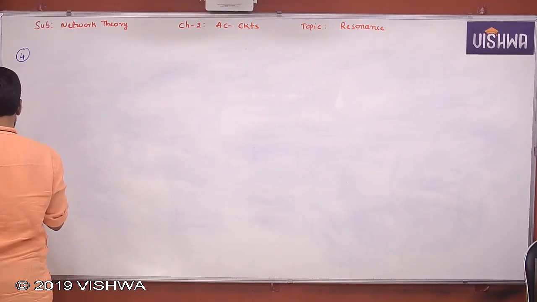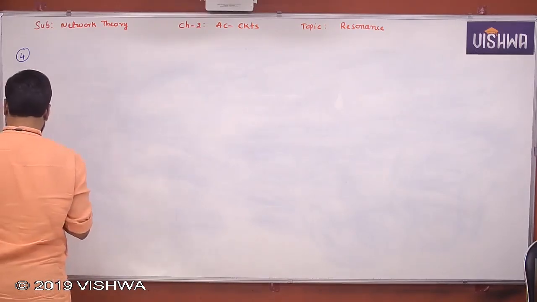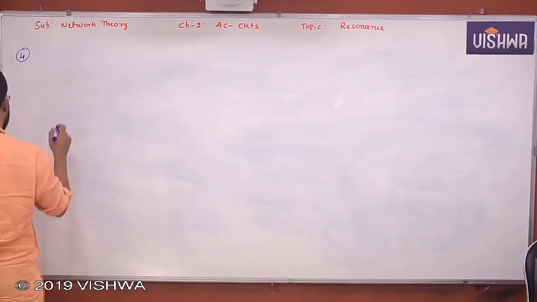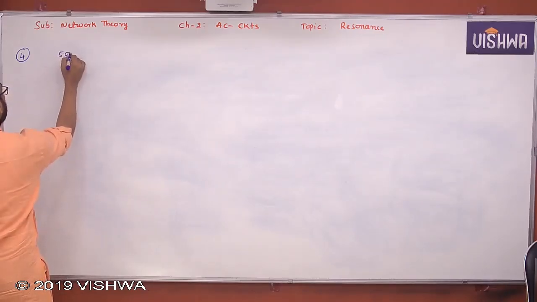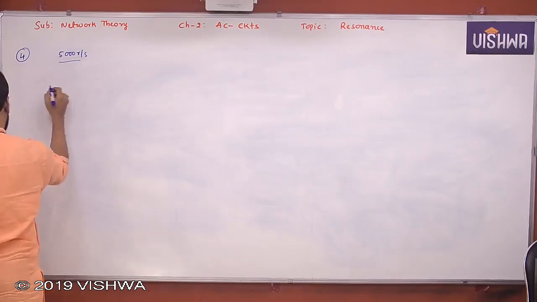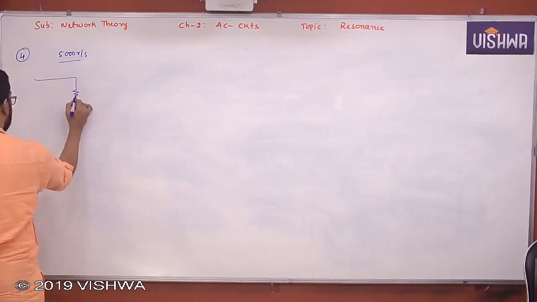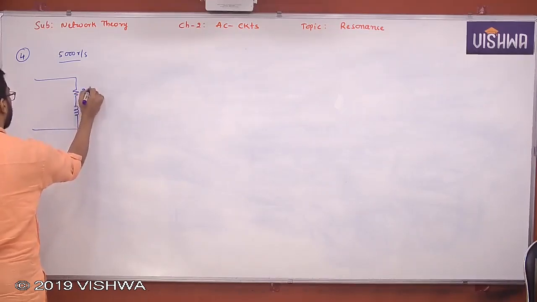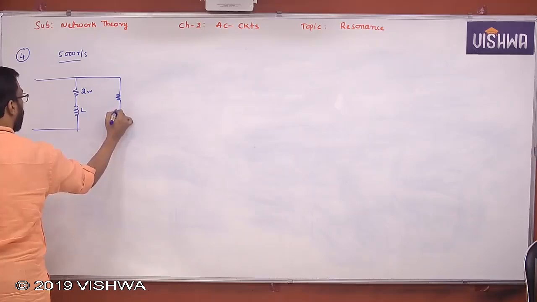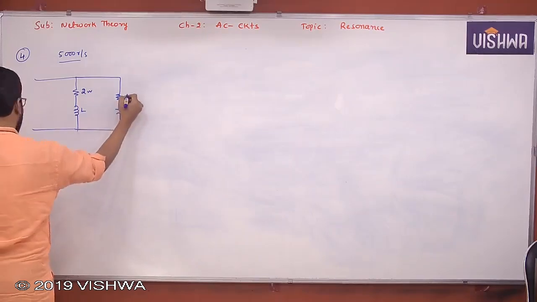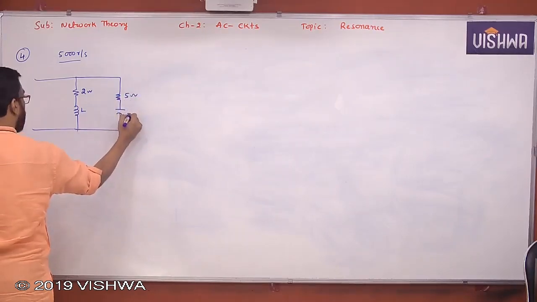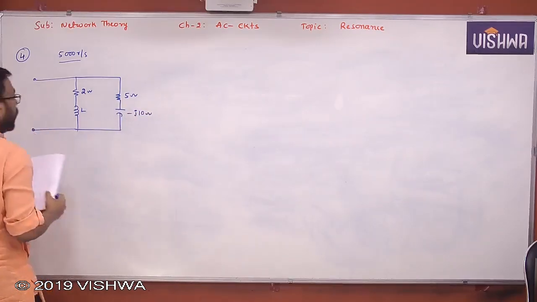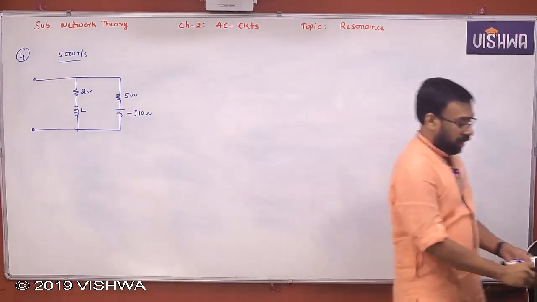Let us look at the fourth question. Find L in the following circuit such that the circuit is resonant at 5000 radian per second. This is the question given. Okay, so let me draw the circuit. I think all of you have that question with you. So this is the circuit given.